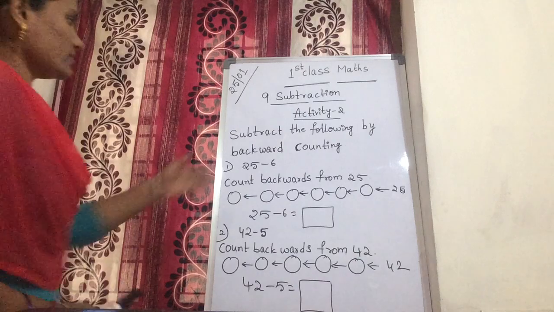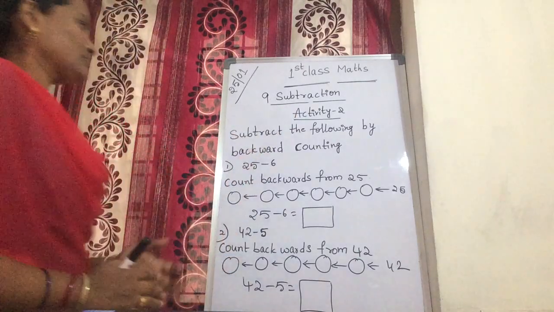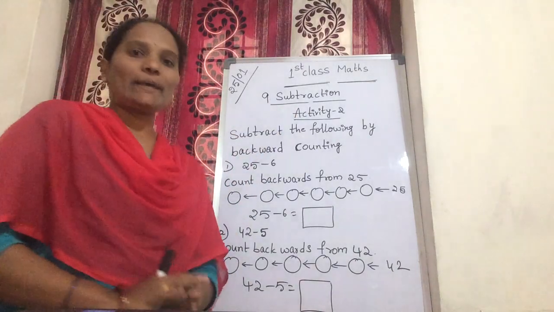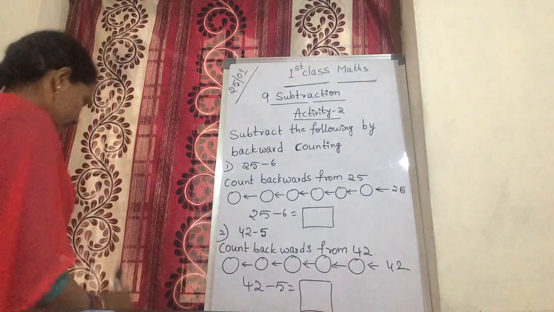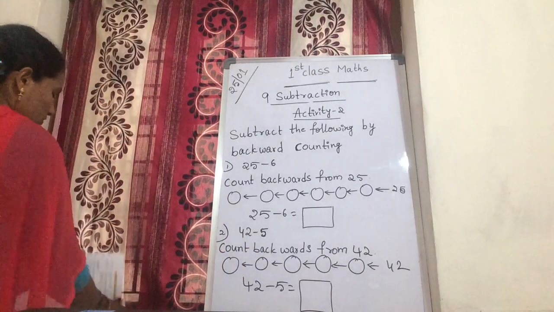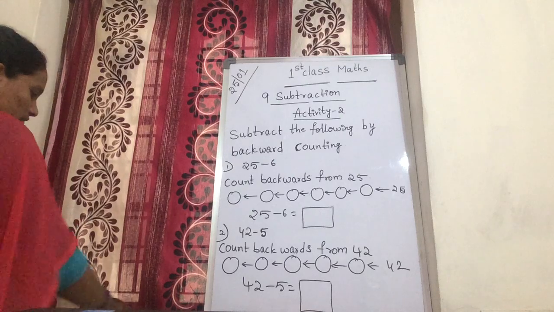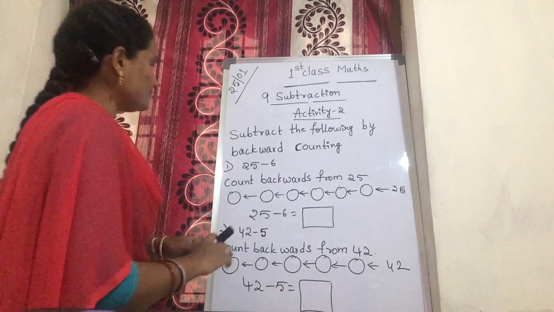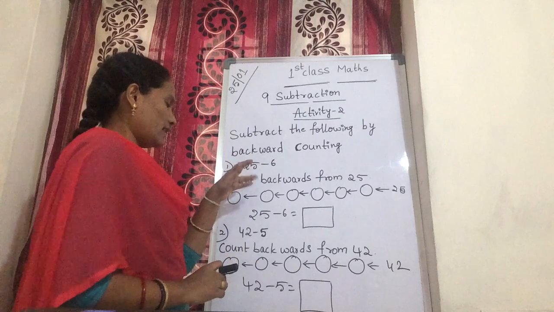In subtraction activity 2, let's start. Subtract the following by backward counting. What is this math, Rama? Backward counting means you are counting from back like this.